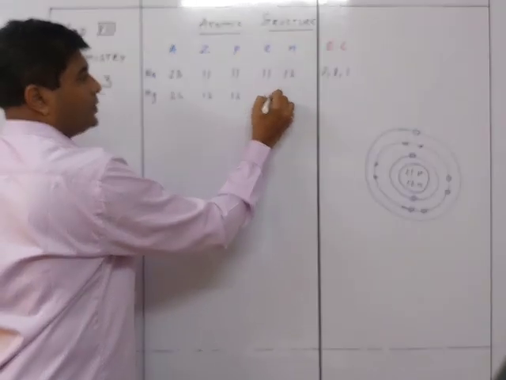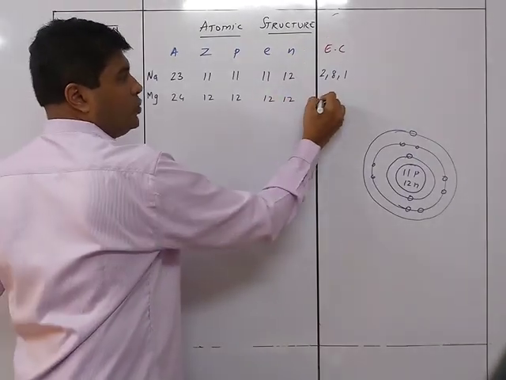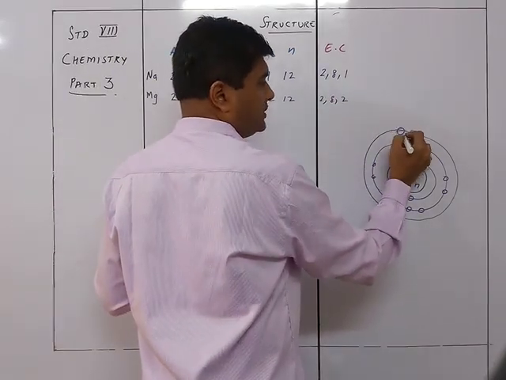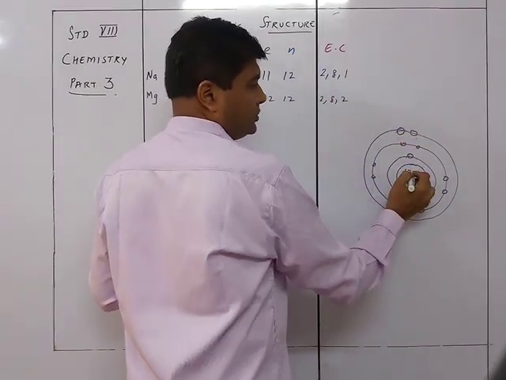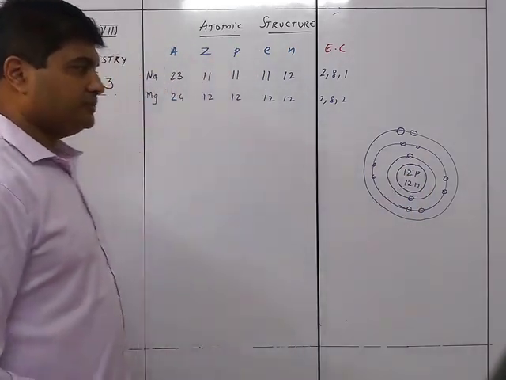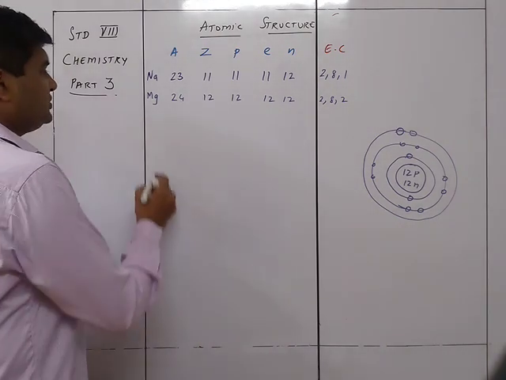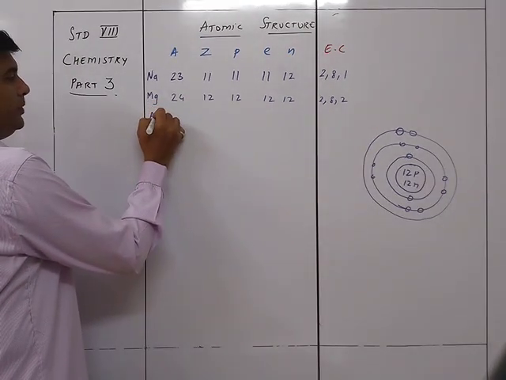So 12, 12, 12. So it will be 2, 8, 2. So there will be just one more addition to this over here. This becomes 12. This will be magnesium. Okay. Next will be aluminium.